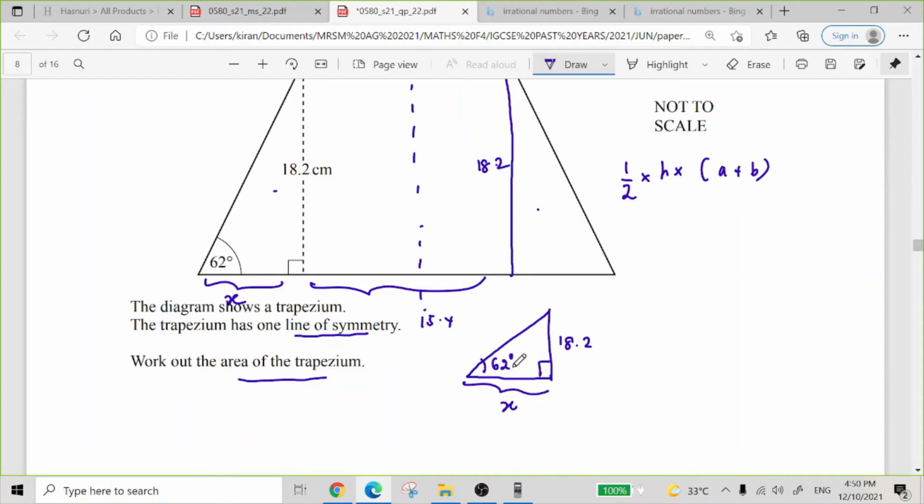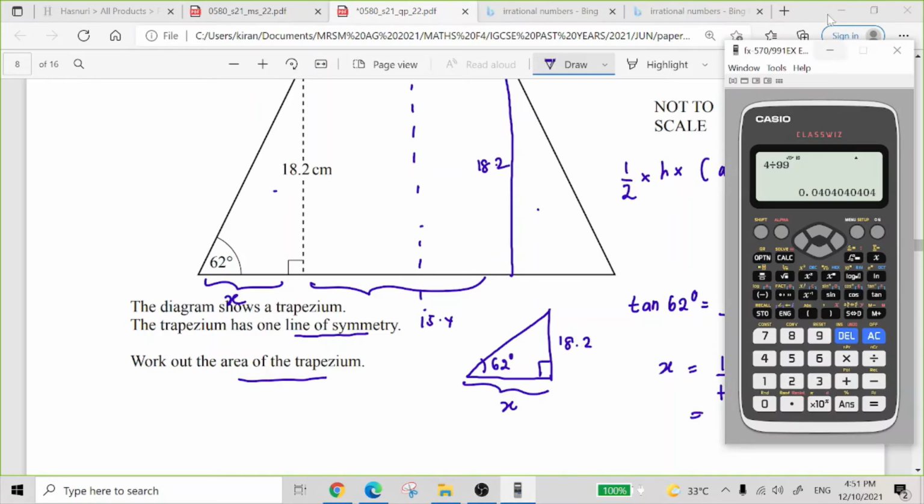Okay, jadi ialah adjacent, opposite dengan adjacent, maknanya kena guna tangent lah. Okay, jadi tangent 62. Okay, opposite over adjacent. Opposite is 18.2 and then the adjacent is X. So nak dapatkan X, 18.2 divide by tangent 62. So hati-hati bila nak dapatkan value ni.